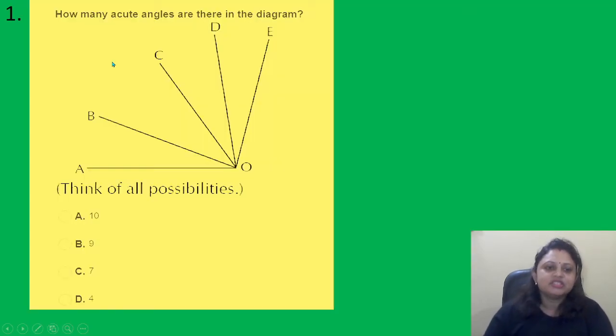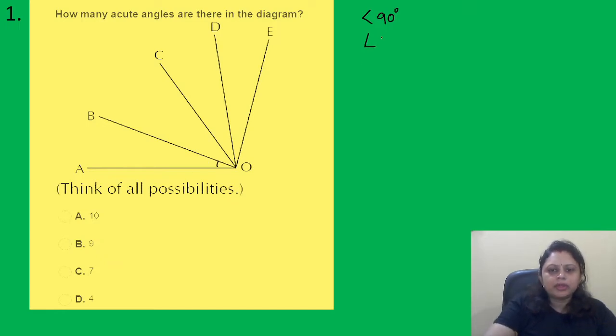Our first question: how many acute angles are there in the diagram? Here there is a diagram, and in this given diagram, we have to find how many acute angles are there. Do you know what an acute angle is? An acute angle is the angle which is less than 90 degrees. So we can think of the angles, right? What may be the angles? We will start from this.